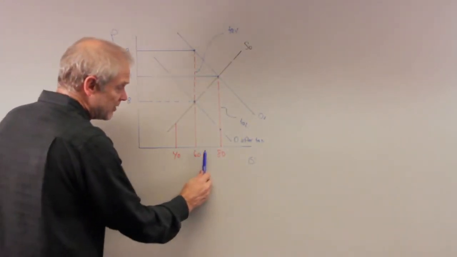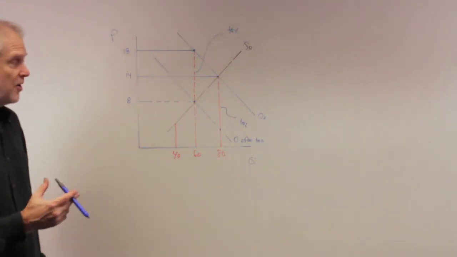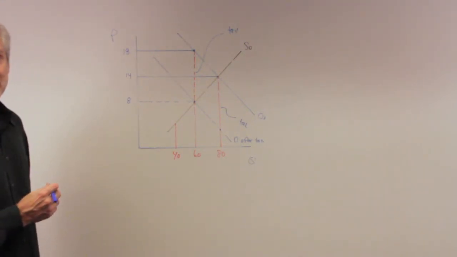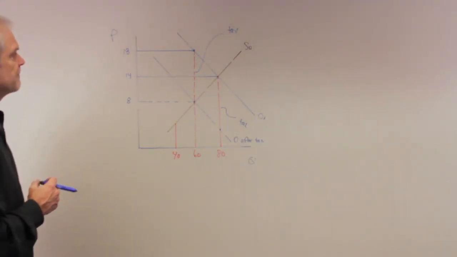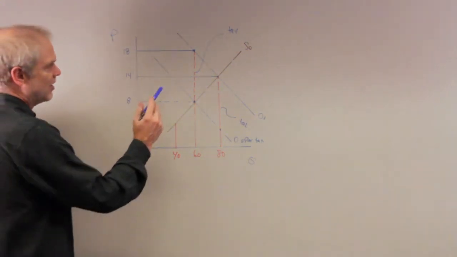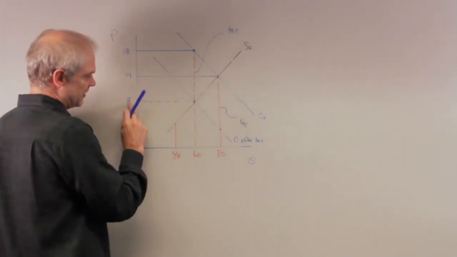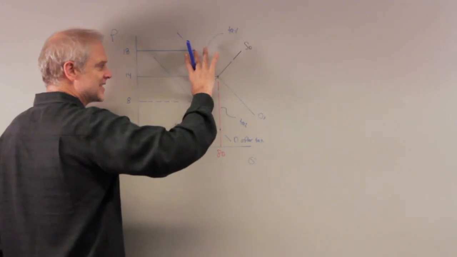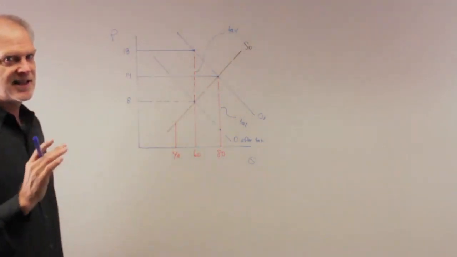No matter how many units you buy, you're going to pay the same amount. We do that in the store all the time, right? A fixed amount per unit of the good. So, how much? Well, consumers pay 18, suppliers get 8. This distance is the tax. The tax is $10.